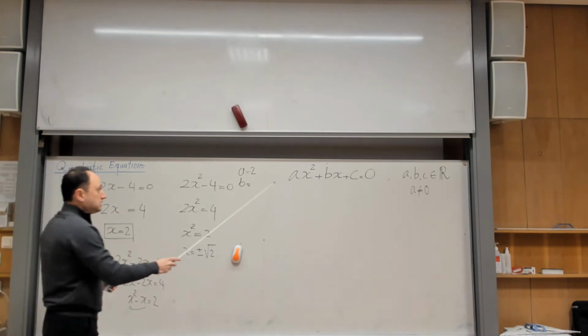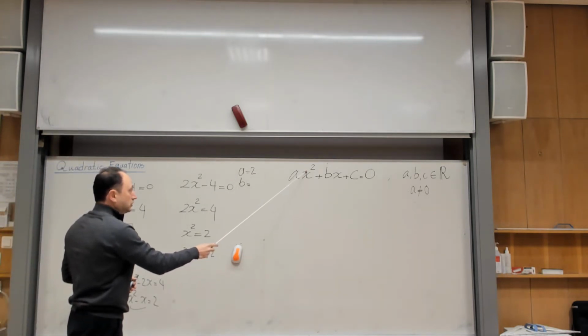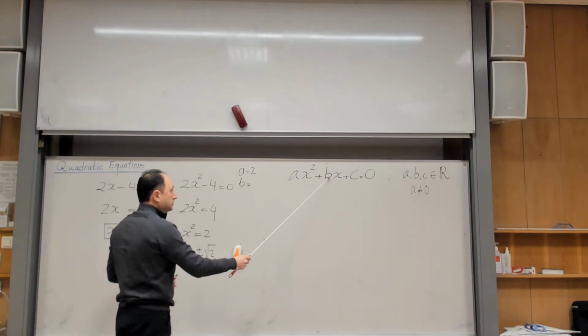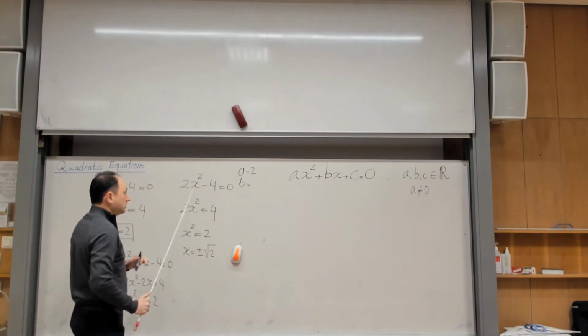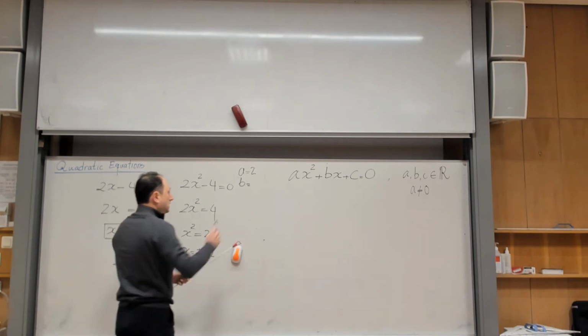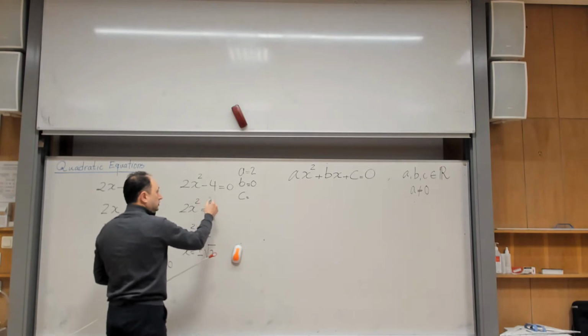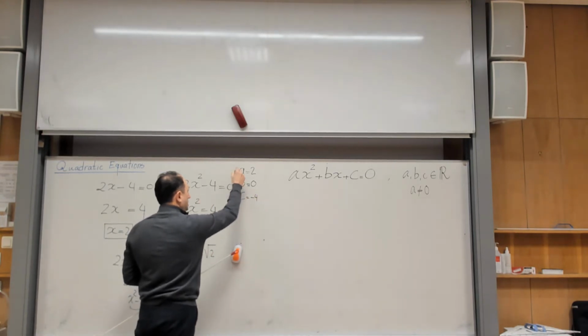So a is the coefficient of x squared. b is the coefficient of x. What is the coefficient of x here? 0. And what is the constant term? -4. That's the numbers here.